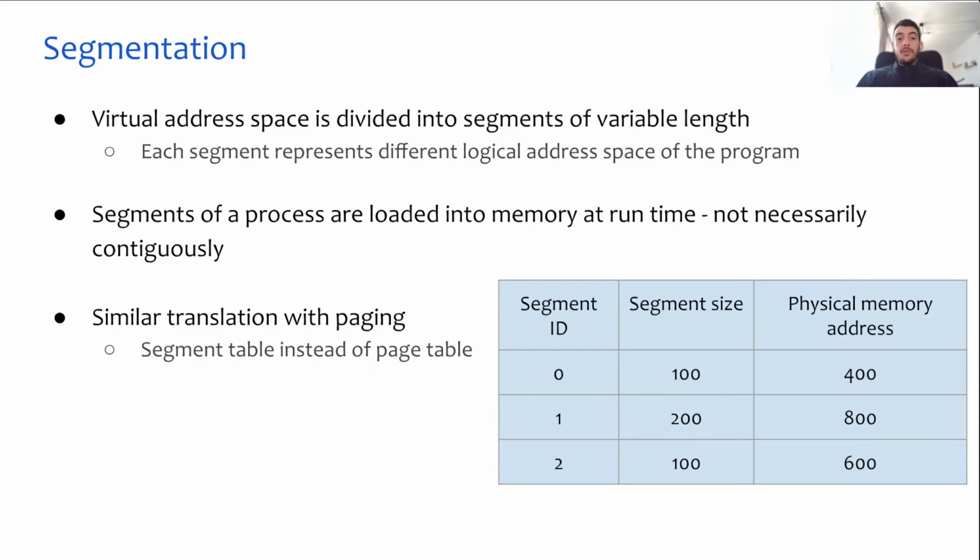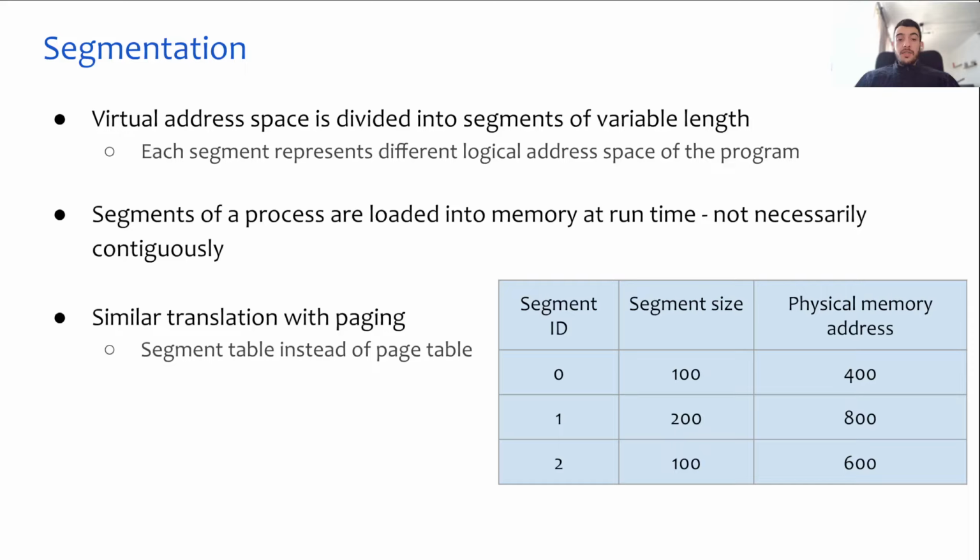Now, the segmentation approach is based on the fact that the virtual address space is split into segments with variable length. Each segment represents a different part of the program. These segments are loaded into memory during the execution time of the application. The translation here is also similar to the paging approach. The main difference is that instead of having a multi-level page table, there is a segment table, like the one you can see here in the slides, which correlates the segments with their respective physical memory addresses.